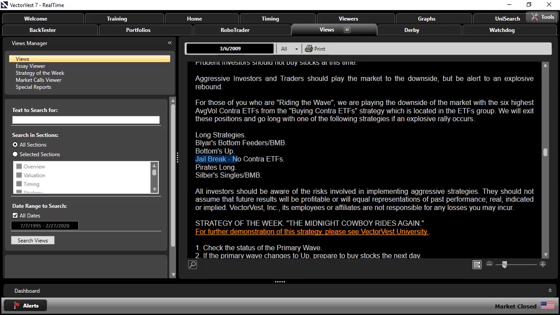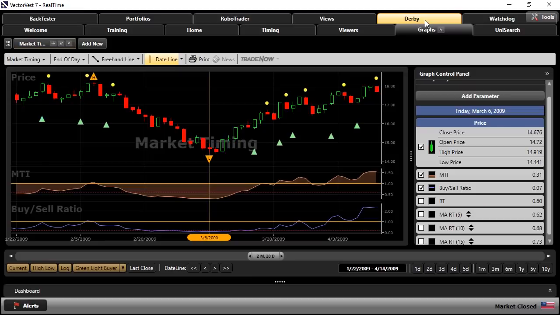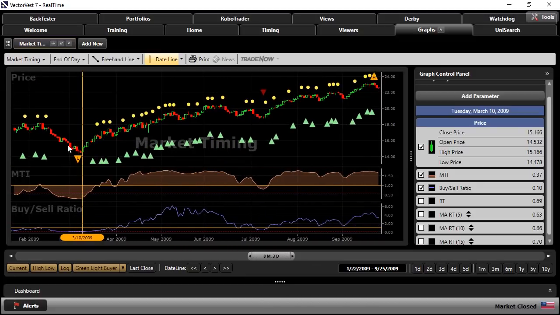One of them was jailbreak no contra ETFs. So I'm going to go back and I'm going to run on that explosive day. Let's go back to the graphs. After that, the explosive day actually happened on 3/10. Beautiful. And look at the upturn that happened after that. But that was the explosive day after the actual bottom.